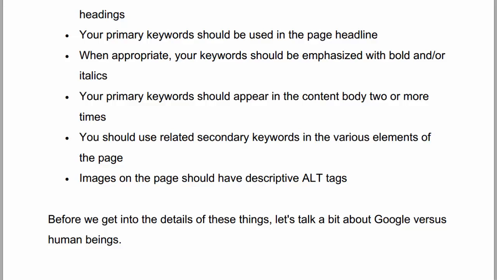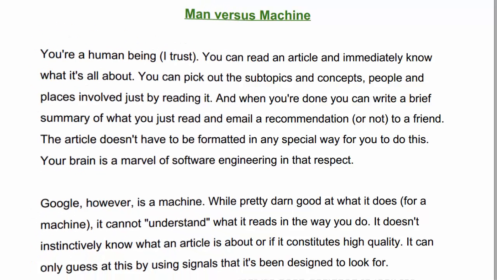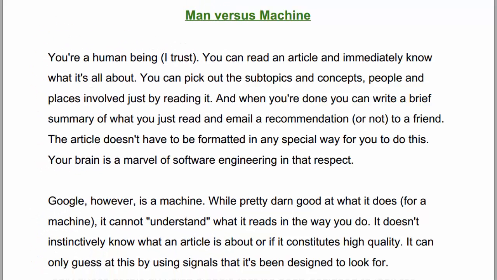Before we get into the details of these things, let's talk a little bit about Google versus human beings. Man versus the machine. You're a human being, I trust. You can read an article and immediately know what it's all about. You can pick out the subtopics and concepts, people and places involved just by reading it. And when you're done, you can write a brief summary of what you just read and email a recommendation, or not, to a friend. The article doesn't have to be formatted in any special way for you to do this. Your brain is a marvel of software engineering in that respect.